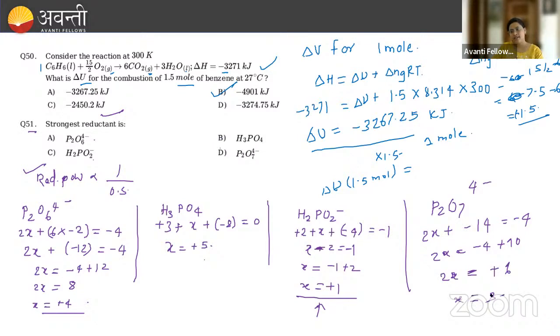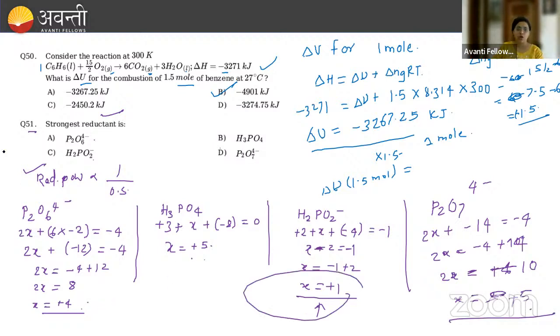Yes? Everyone? No. Something here, 14 will be there, right? 14 minus 4, it will be 10, and 10 by 2, it will be 5. So this is plus 5, this is plus 5, this is plus 4. Which is the lesser value? This one. So option C will be our correct answer.